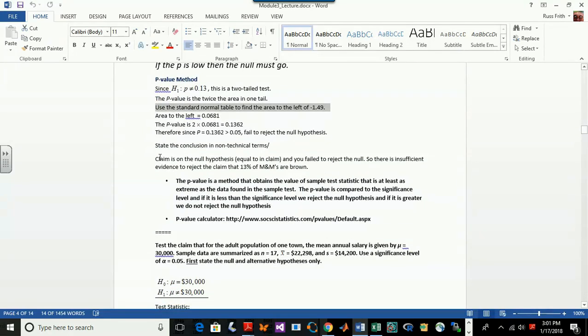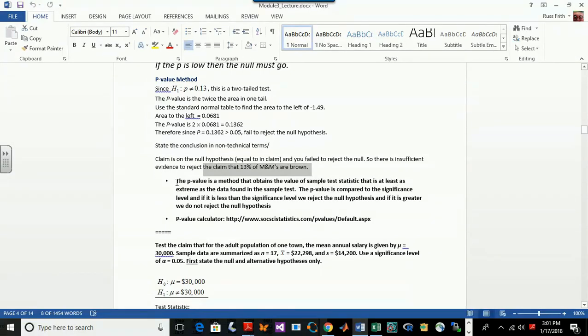Then you state the conclusion in non-technical terms. So the claim is the null hypothesis, equal to, and you failed to reject the null. So there is insufficient evidence to reject the claim that 13% of the M&Ms are brown. Okay, so insufficient evidence to reject the claim.